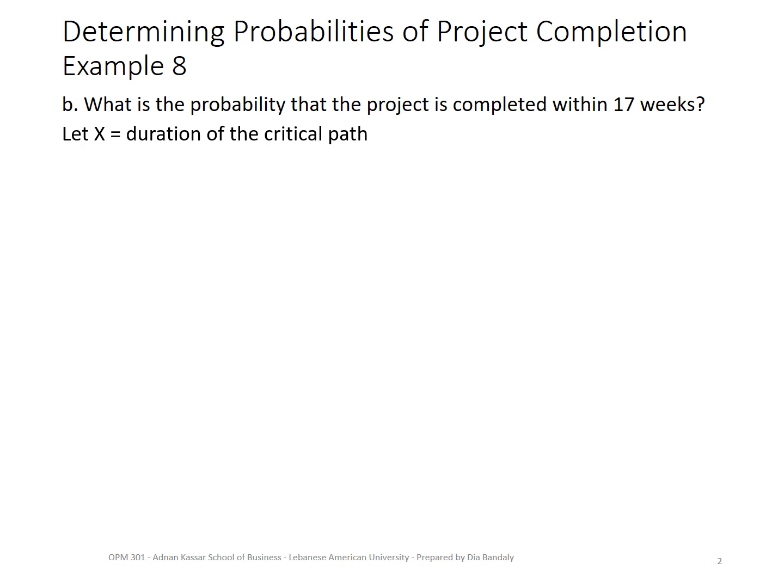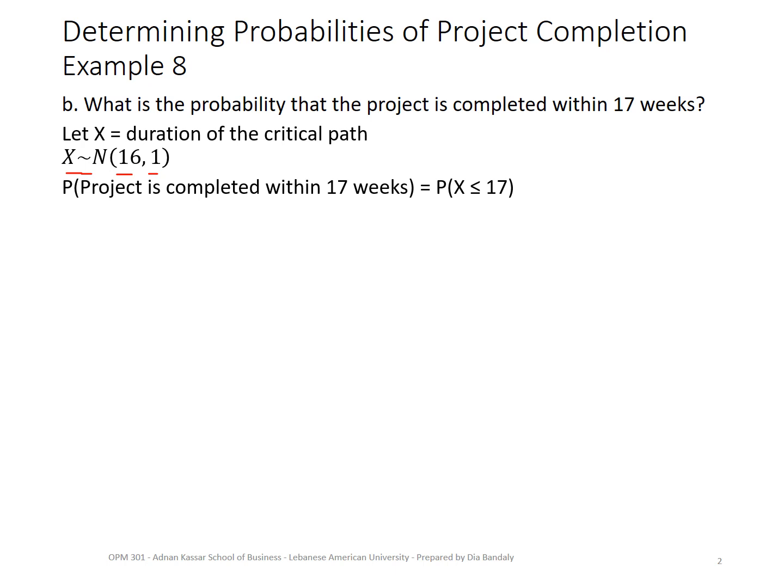So that expected duration is mu, and standard deviation is sigma of a normally distributed variable, right? So I defined X as the duration, and I can then say that X, remember we used that notation many times in our classes, is normally distributed with a mean of 16 and standard deviation of 1. Okay, so now I can rewrite the question: the probability that the project is completed within 17 weeks is equal to P of X less or equal than 17.